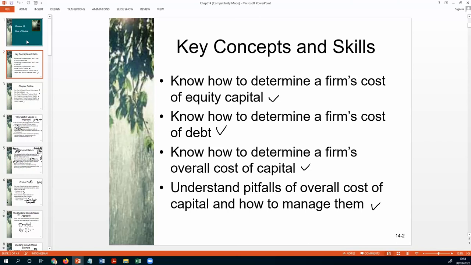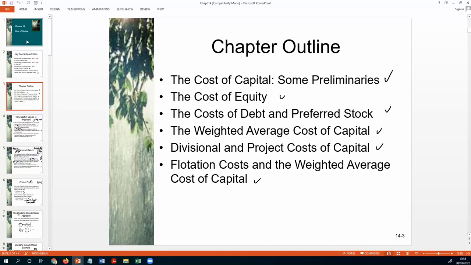If you have stocks there, you want to calculate the cost of equity capital using stocks. If there is debt, you want to calculate the cost of debt. And you also want to determine a firm's overall cost of capital.